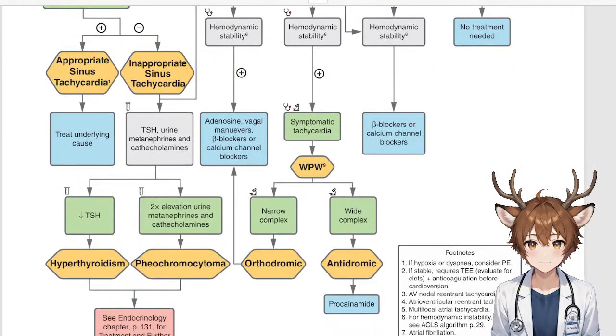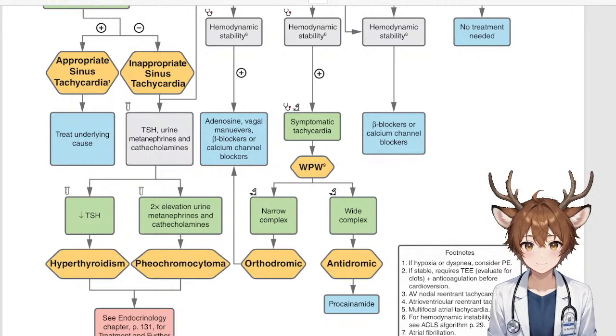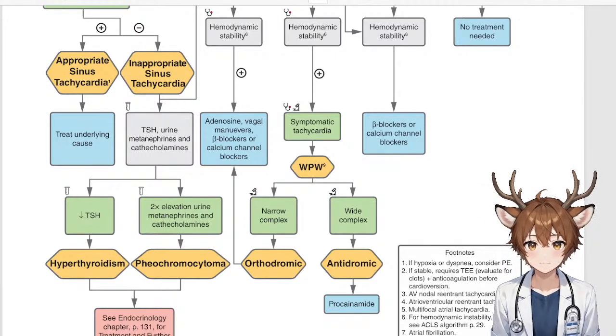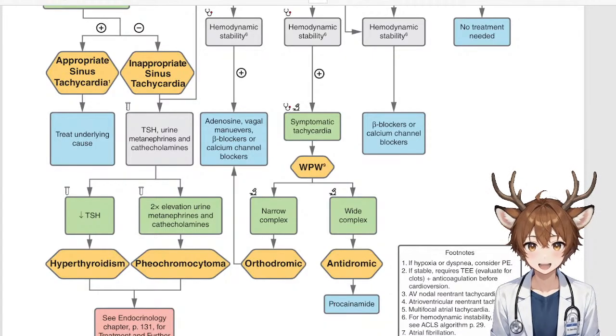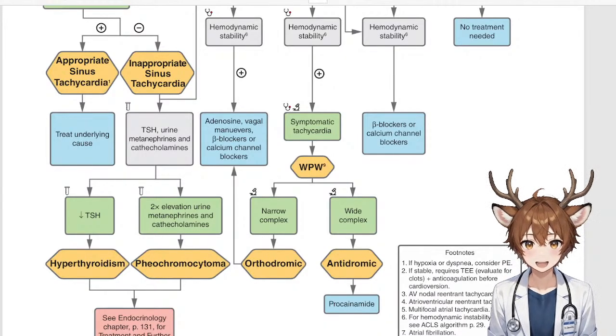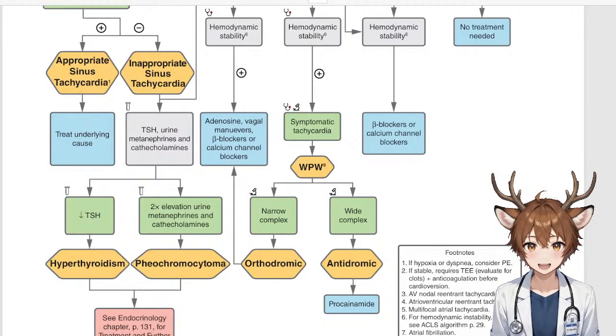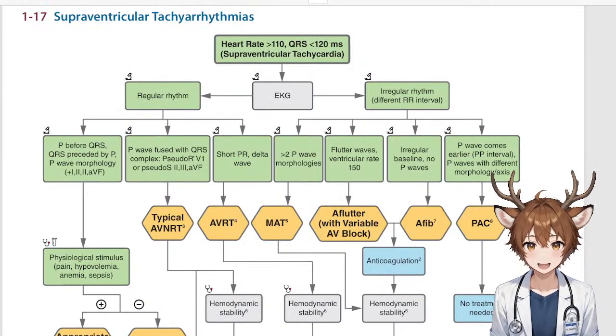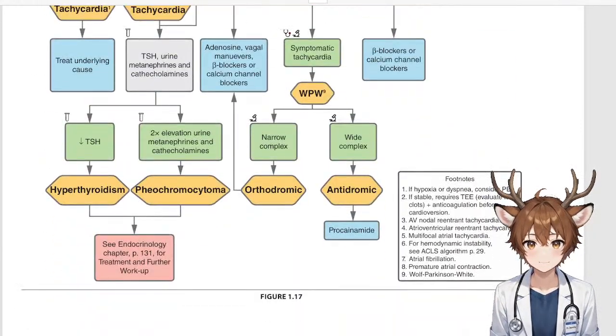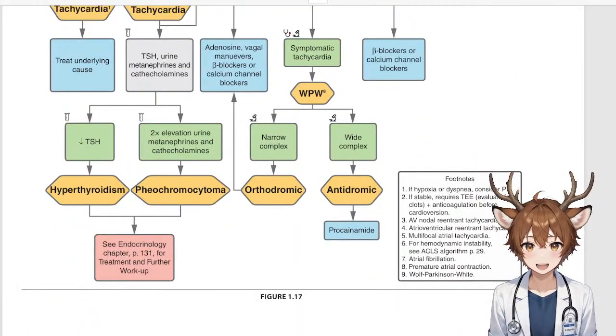In which case, TSH is going to be decreased. If TSH is decreased, it's hyperthyroidism. If there is a 2 times elevation in urine metanephrines and catecholamines, in that case it's pheochromocytoma. In both cases, see endocrinology chapter page 131 for treatment and further workup. Okay. Let's say, for example, you have a regular rhythm, but you have a P wave fused with the QRS complex, pseudo R in V1 or pseudo S in 2, 3, AVF, in which case it's a typical AVNRT, which is also called, according to this, AV nodal reentrant tachycardia.